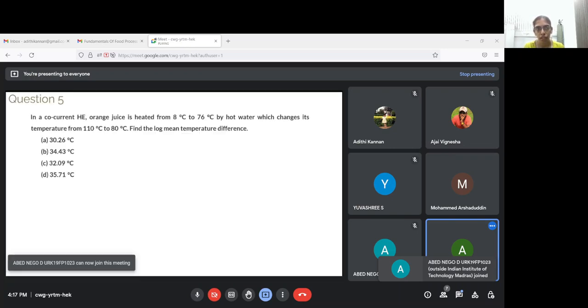In a co-current heat exchanger, orange juice is heated from 8 degrees Celsius to 76 degrees Celsius by hot water, which changes its temperature from 110 to 80 degrees Celsius. So in this case, find the log mean temperature difference. Another synonym for a parallel heat exchanger is co-current heat exchanger. So you have co-current and counter-current. So in this case, how would you calculate your LMTD?